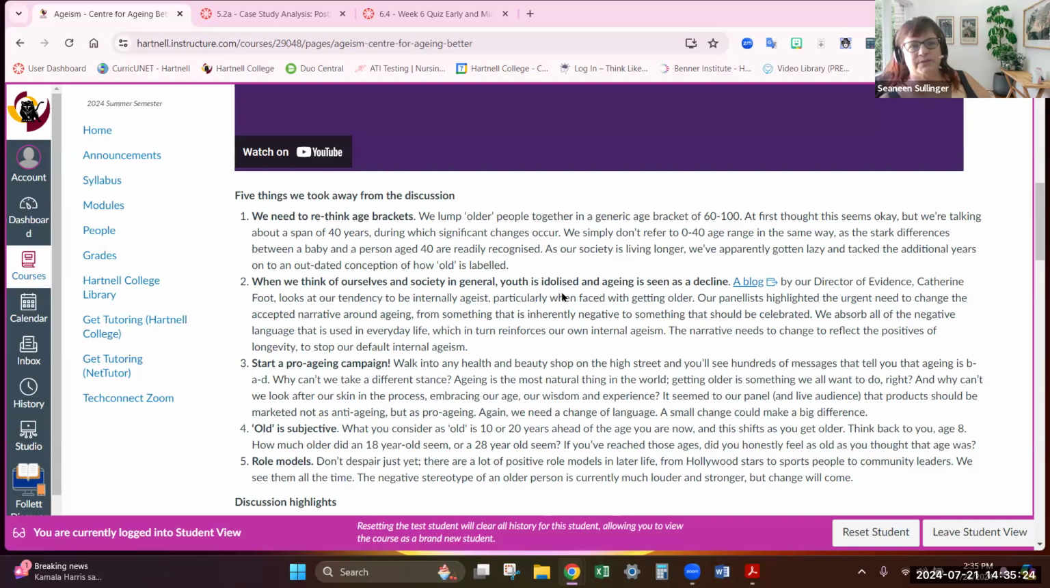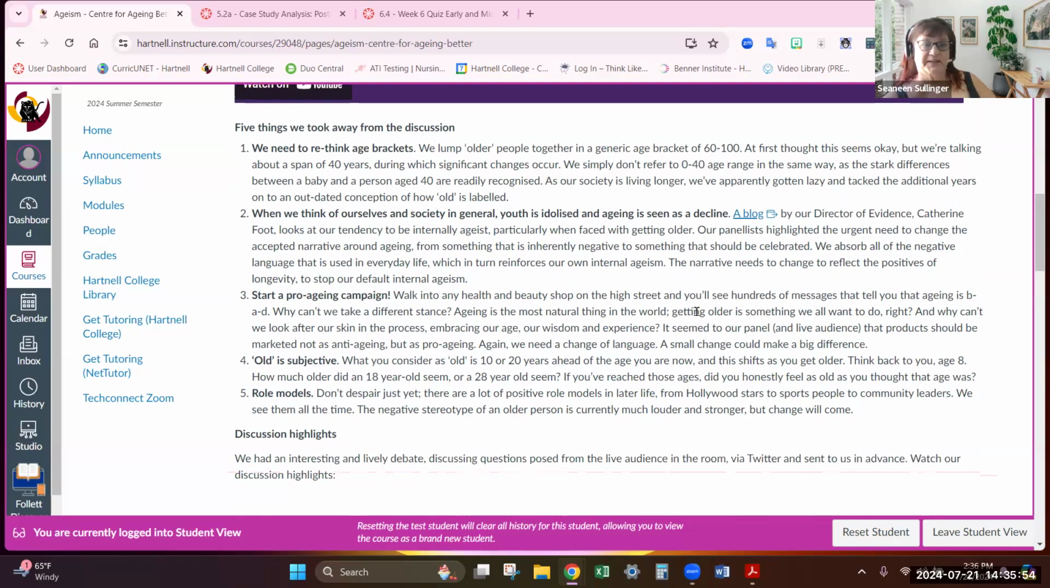Youth is idolized. Generally speaking, aging is seen as a decline, but it doesn't have to be a decline. I think of the Golden Girls. I used to watch that when I was growing up, and I'm older than they are in that particular show, which just blows my mind. They really were middle-aged adults, in their late 40s and 50s, getting ready to go into late adulthood.